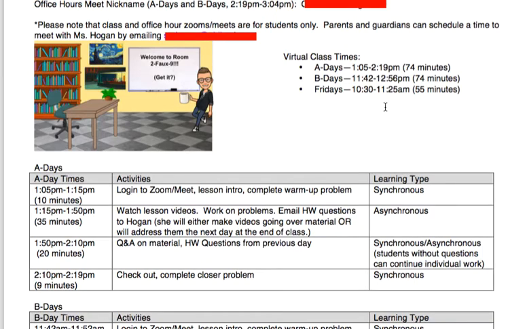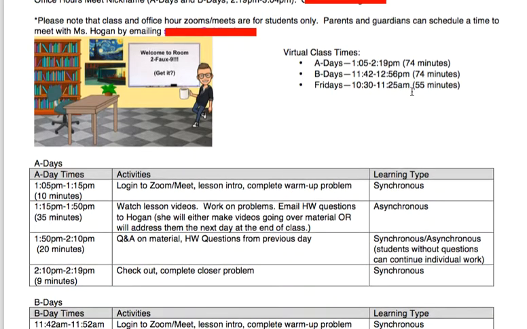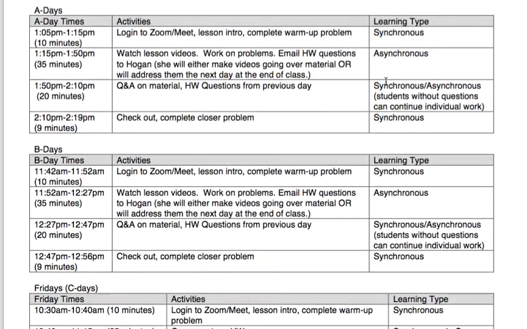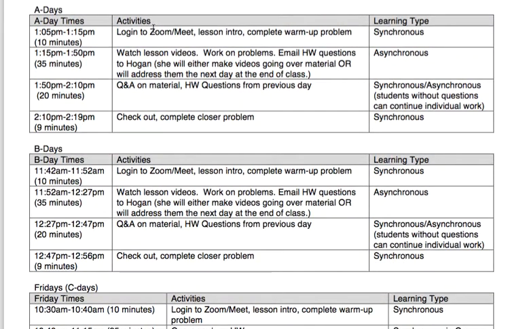So here are our virtual class times. We have A days, B days, and Fridays. We're going to walk through what those days look like. Now, A days and B days look the same. They're just at different times of the day. You'll see that this breakdown of 10 minutes, 35, 20, and then 9 is exactly the same for both of them. It's just what time of day.